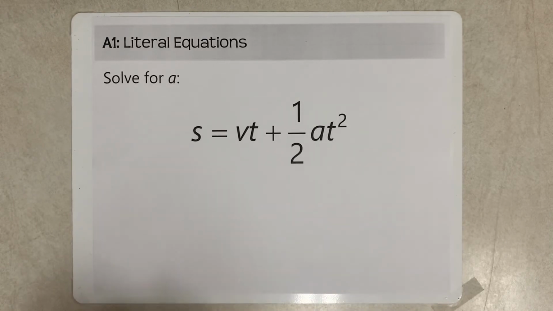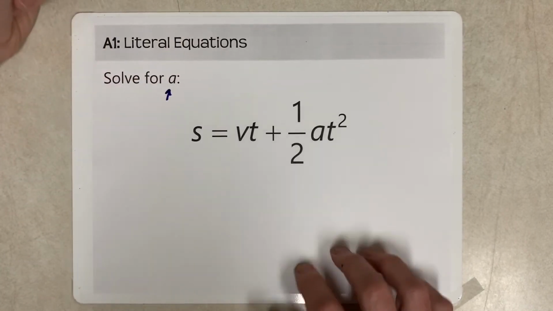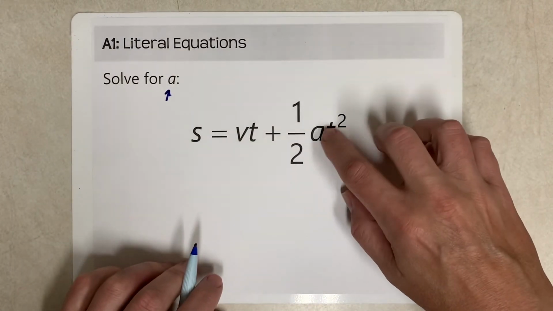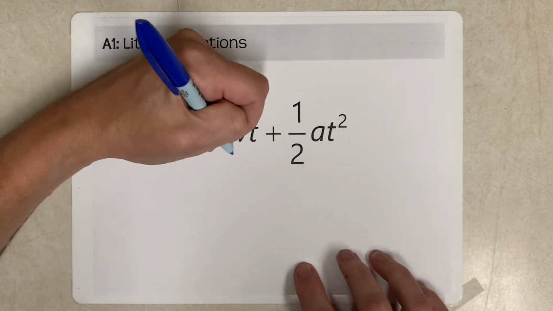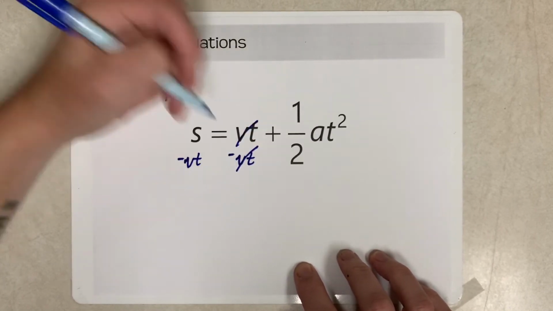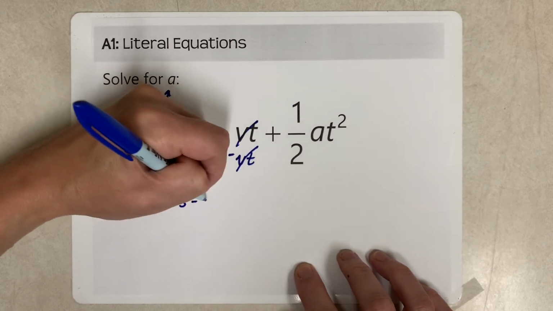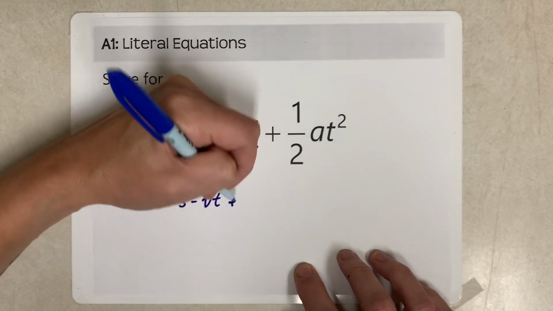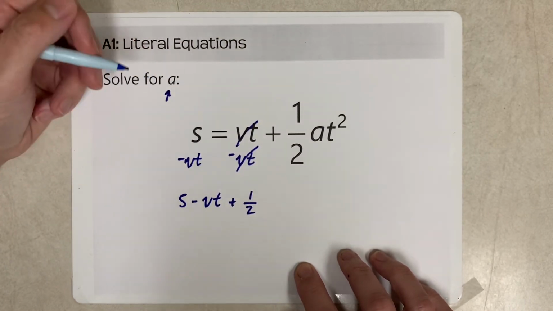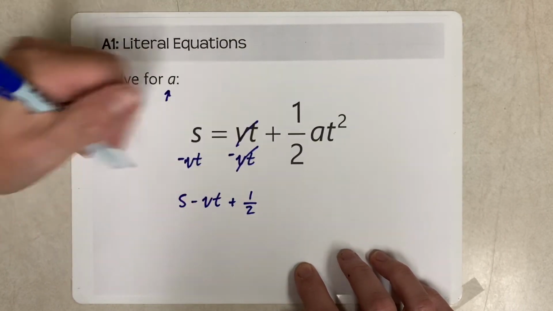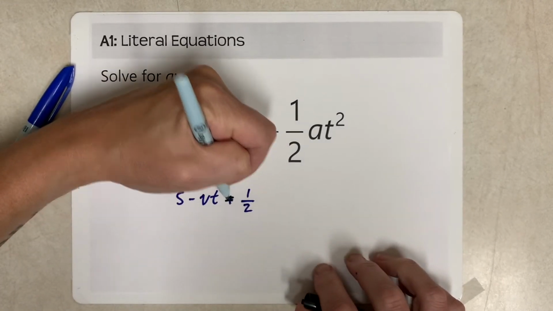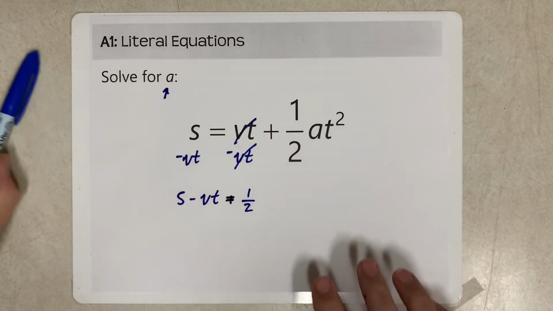Okay, another physics formula, and of course, they're going to ask you to solve for the hardest variable in the whole thing, but we've got to get that t squared by itself. We have to move the vt over first. So those are going to cancel. So s minus vt equals, that's my fault, that's right, equals 1/2 at squared. Okay.